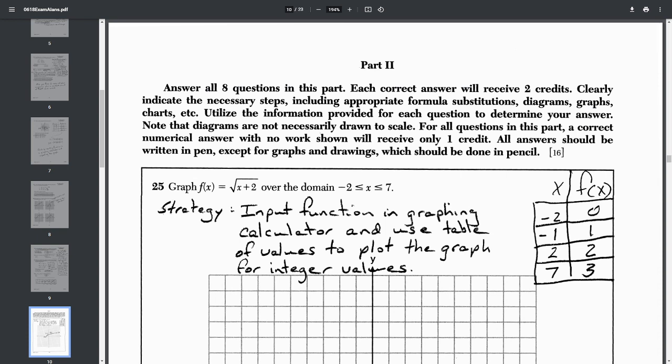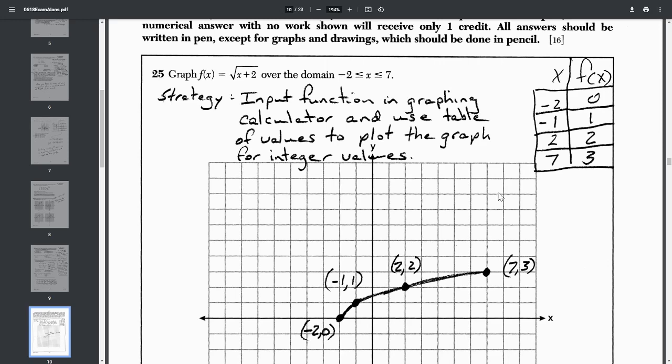All right, now into part 2. Question 25 wants us to graph this over the domain. So all you have to do to graph this is to just plug in all the values. The domain says -2 to 7. That means you just need to plug in all the numbers between -2 and 7 into that equation and get the output.